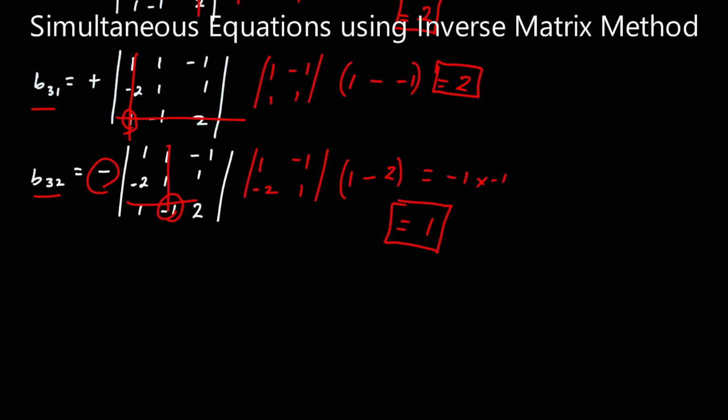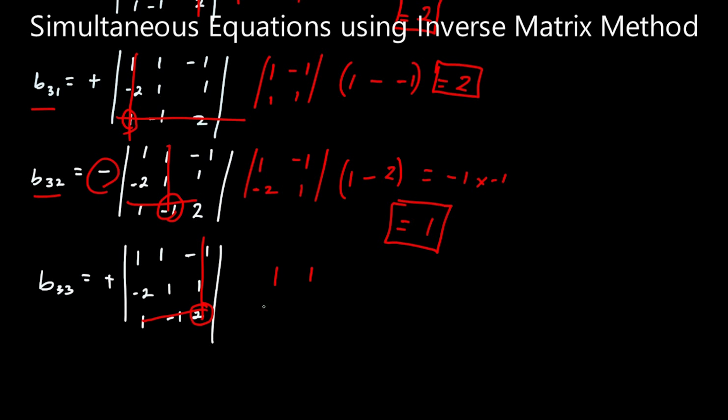Lastly, we have the element in B33. For the element in B33, our sign is positive in this case. Our matrix is 1, 1, minus 1; minus 2, 1, 1; 1, minus 1, 2. We close down the row and the column that will contain the element in B33, which is 2. We close this row, we close this column. We remain with 1, 1, minus 2, 1.